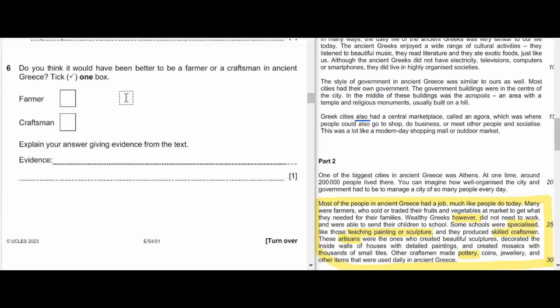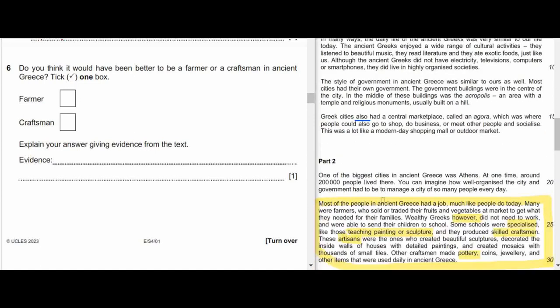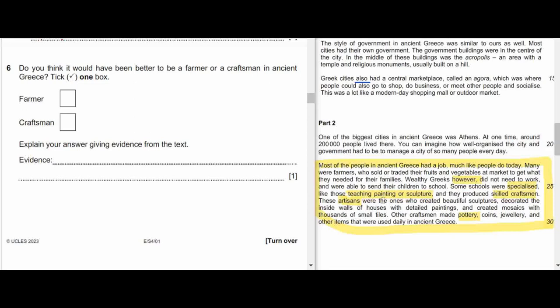Now we are on question 6. Do you think it would have been better to be a farmer or a craftsman in ancient Greece? Explain your answer giving evidence from the text. So, farmer or craftsman. It will still be in this paragraph. You've got 10 seconds from now about farmer and craftsman.